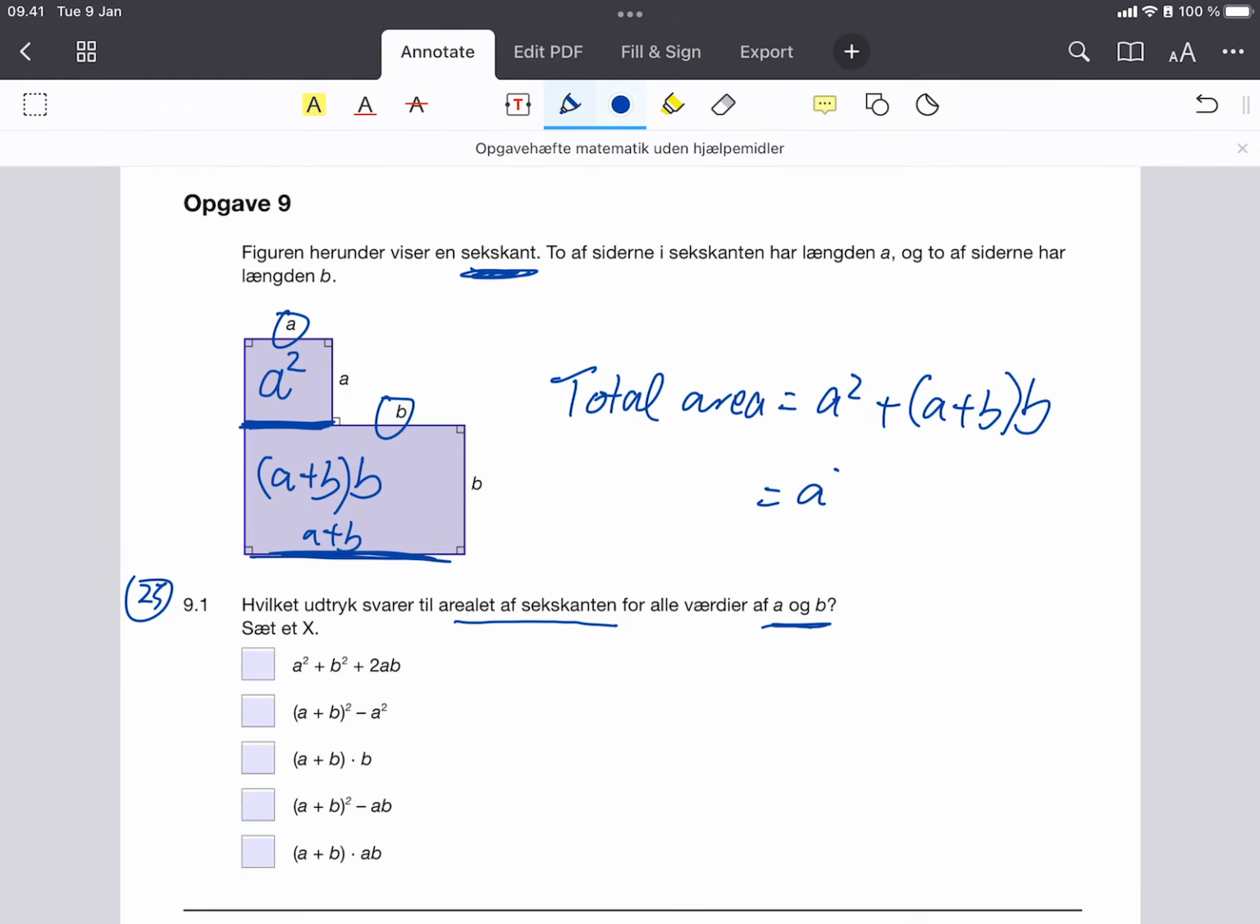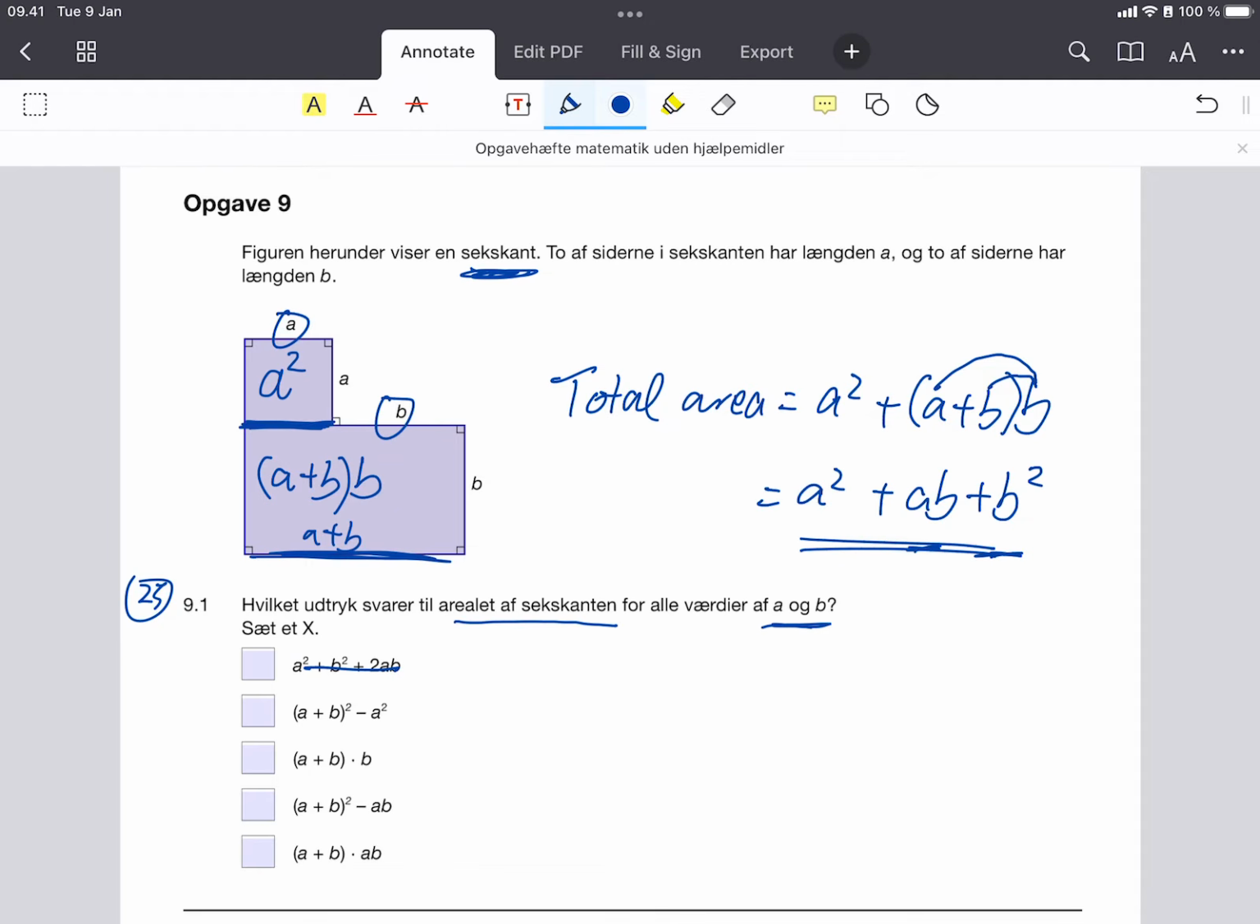Okay, let's tidy that up. So a plus b times b: a times b gives you ab, and b times b gives you b squared. So the total area of the whole thing can be written as a squared plus ab plus b squared. So it's not the same as the first one. Let's just have a look at this.